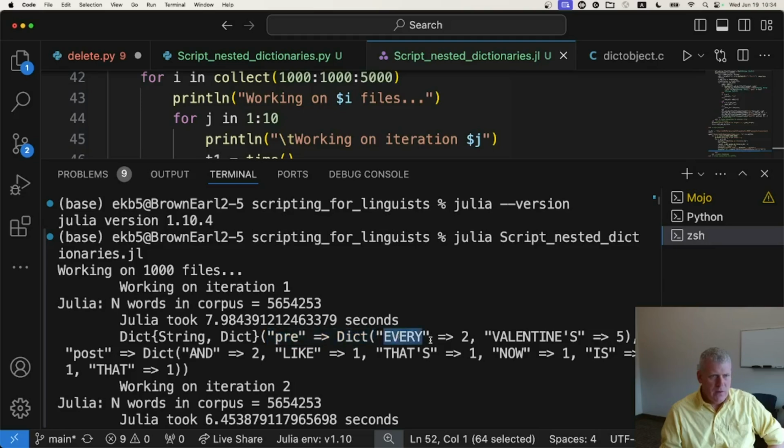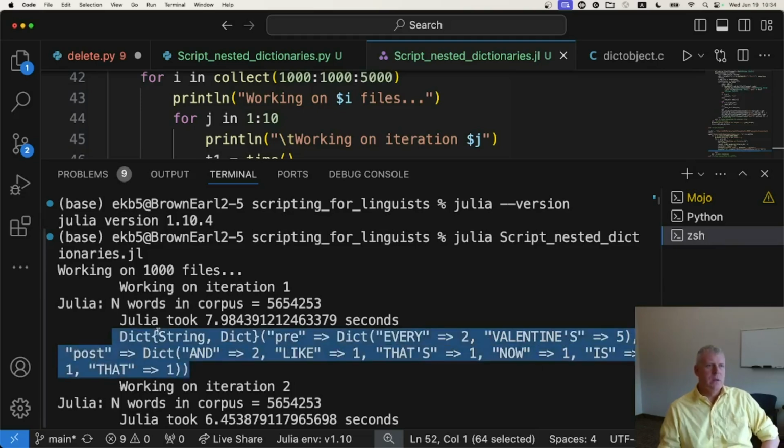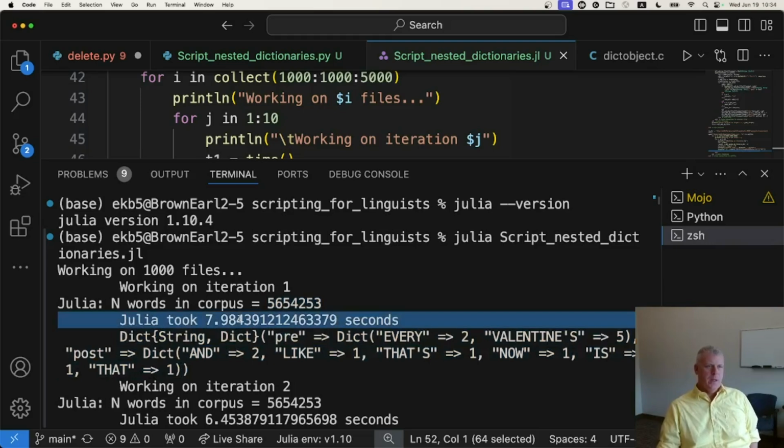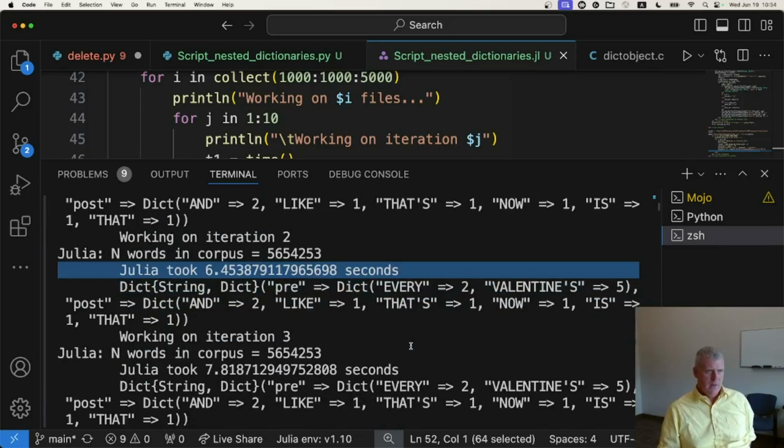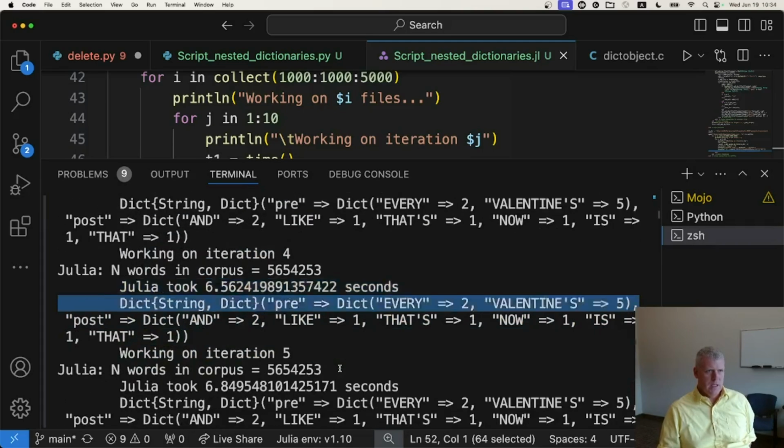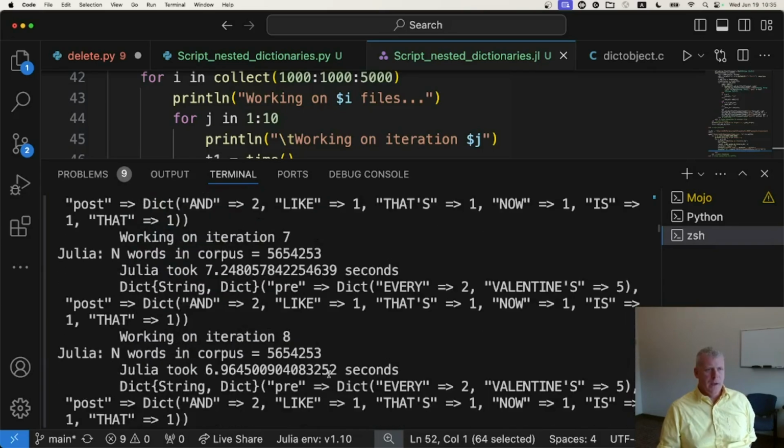So yeah, "every" occurs twice before "day." "Valentine's" occurs 5 times before "day," and like, that's, now, it's, that. Yeah, so we're getting the same results, same number of words, and it's taking almost 8 seconds there. That took 6.5 there, 7.8, 6.6 there, etc.